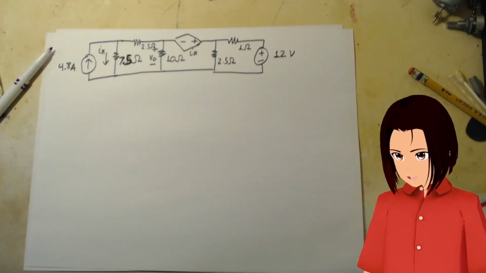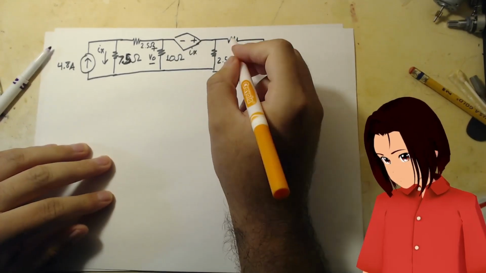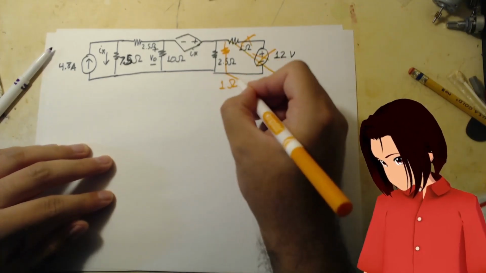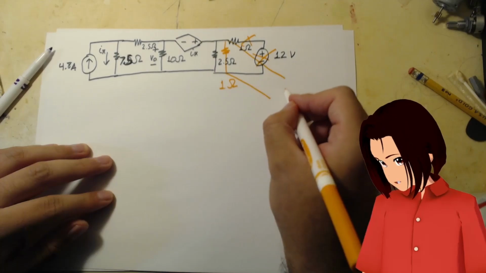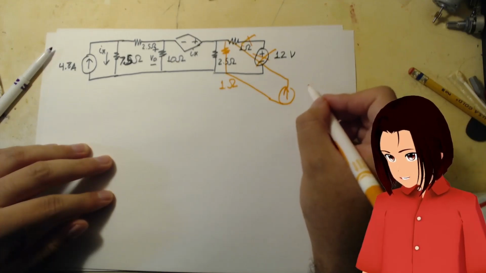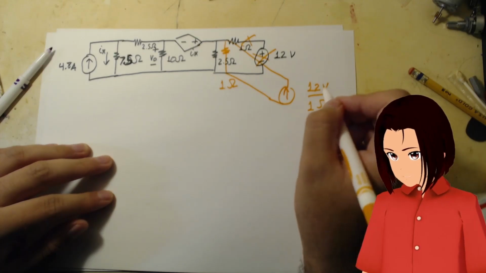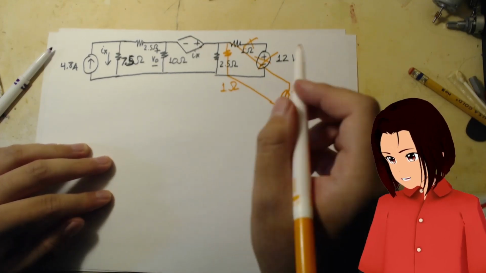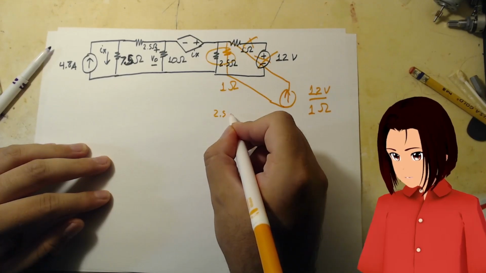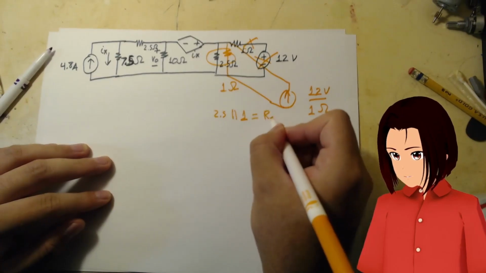Here's what I do. I just do a source transformation. So like we know that this is 1 ohm, so we're going to have in parallel 1 ohm. And this guy, don't need this guy no more. What's in parallel with that resistor is an independent current source. And that independent current source is defined as 12 volts divided by 1 ohm. So that's just 12 amperes. So what now? Now we just need to find the equivalent resistance of this, and that would be 2.5 in parallel with 1. Let's just call that REQ for now.